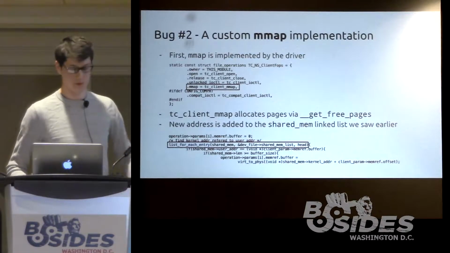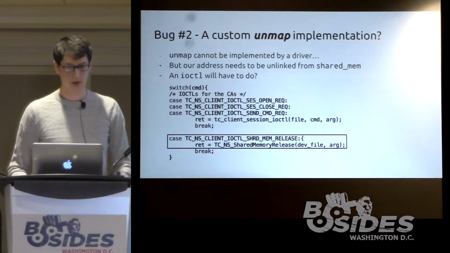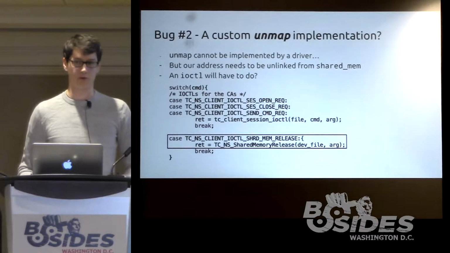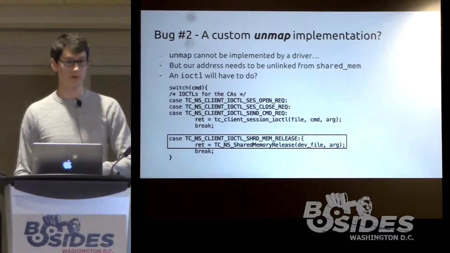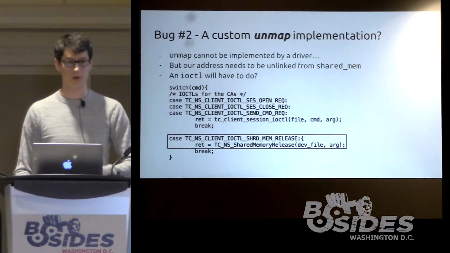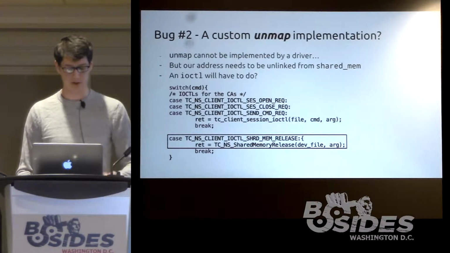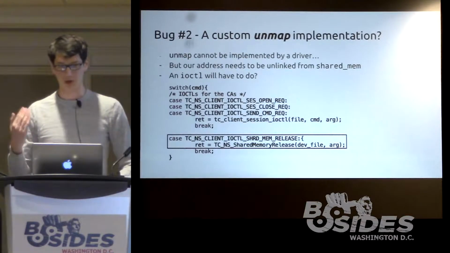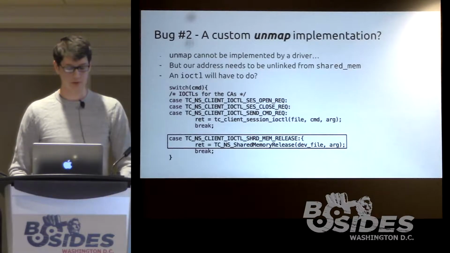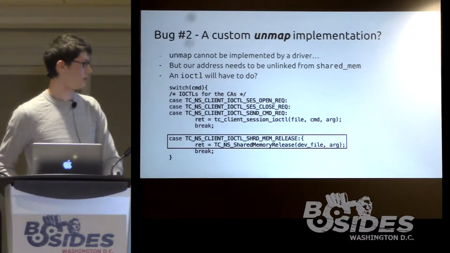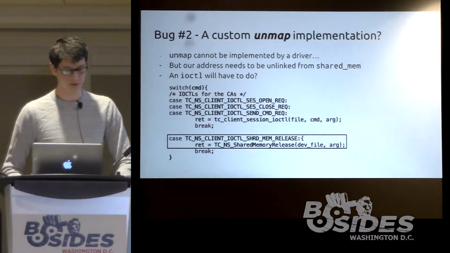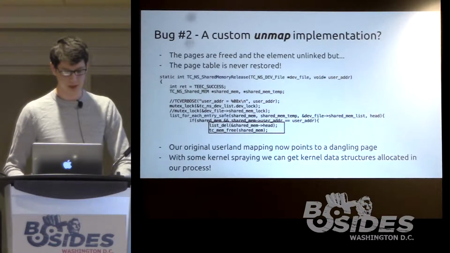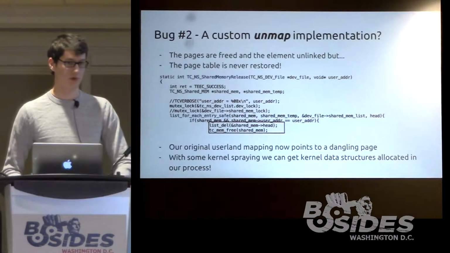Now, this gets really interesting when they want to unmap something. So something that a naive kernel driver developer might not know about is that while you can implement mmap, you can't implement the inverse operation munmap. So you can't actually implement an operation that will munmap that area, or completely get rid of the area in your address space or clean it up. So to handle this, they actually implemented a new ioctl handler called TC-NS client ioctl shared memory release. And what this does is it completely just unlinks the shared memory from the linked list.